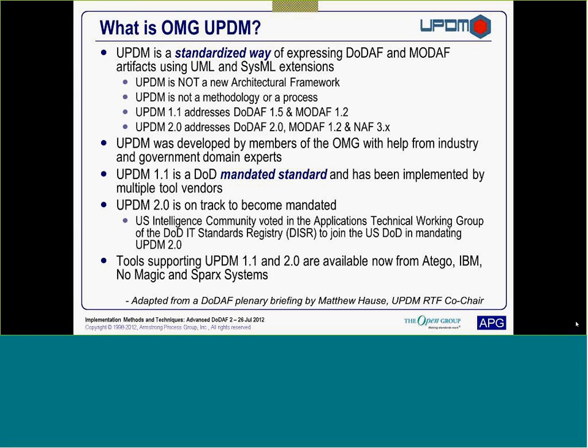There are two specifications, and so UPDM 1 addresses DoDAF 1.5 and MODAF 1.1 and 1.2. And those of you that are familiar with DoDAF know that there was a very revolutionary change that occurred in that architecture framework between 1.5 and 2.0. To quantify it for you, in DoDAF 1.5 there were 26 products. In DoDAF 2.0 there are 52 models.